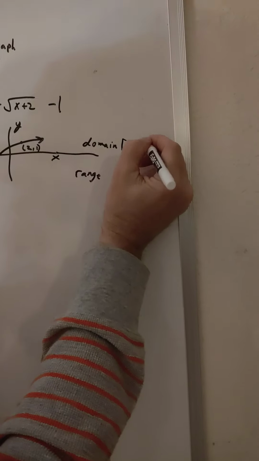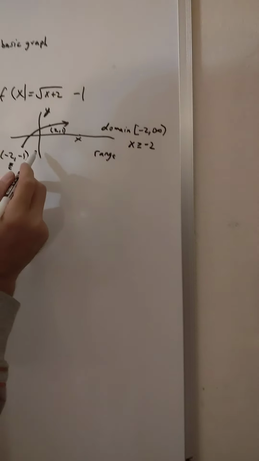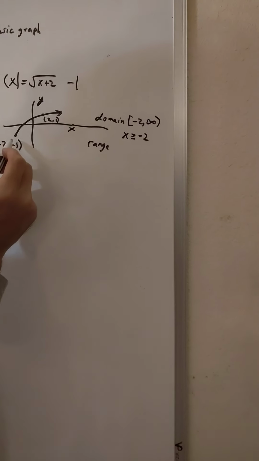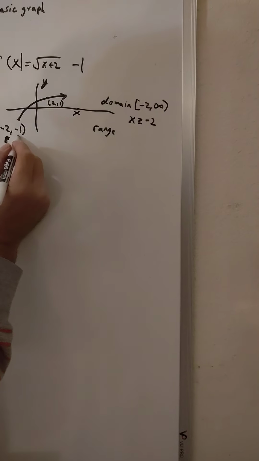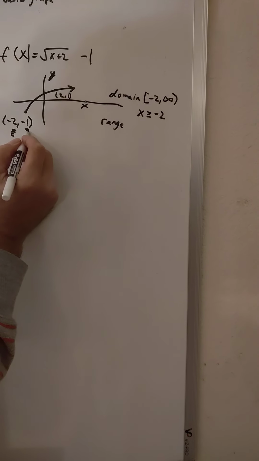Okay, and then what's the range going to be? So the range: what part of the y-axis is being covered by the graph? That's what range means. Isn't this the smallest y-coordinate? Always go small to high.